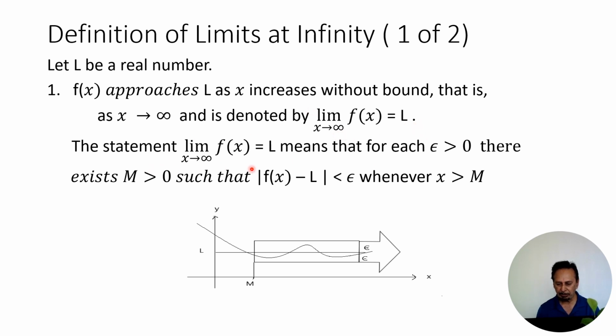This statement means that for each epsilon greater than 0, there exists a positive number M such that the difference between the function value f of x and L is always less than epsilon whenever x is bigger than M.